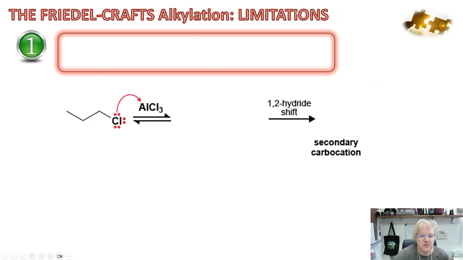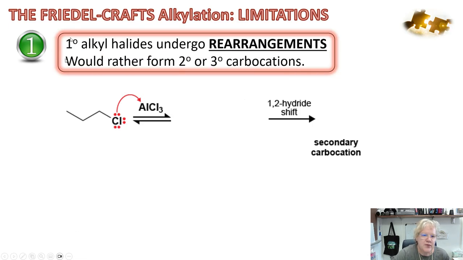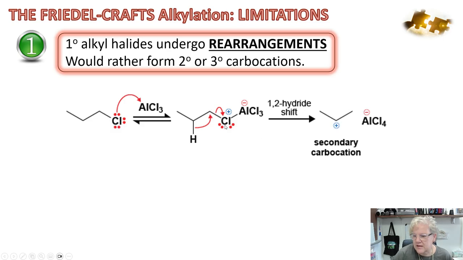Okay, so limitations. One. That means there's more than one. Well, primary alkyl halides undergo rearrangements and would rather form secondary or tertiary carbocations. We found this before. We talked about this before. We don't like to have primary carbocations. So if you have this primary alkyl halide interacting with your aluminum chloride, yeah, you're going to get a positive charge here, but you get this 1,2 hydride shift, this rearrangement to give you the secondary carbocation.